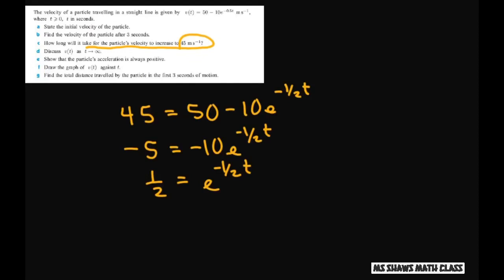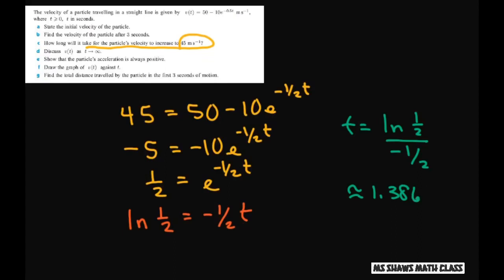And take your natural log of both sides. So you get ln of 1/2 equals negative 1/2 of t. And so therefore t equals ln of 1/2 divided by negative 1/2. And that gives you approximately 1.38629. We need to round to 3 significant figures. So we count 3. 6 is bigger than 5, so round that up. So our final answer would be 1.38 seconds is how long it will take to increase. That would be your t.